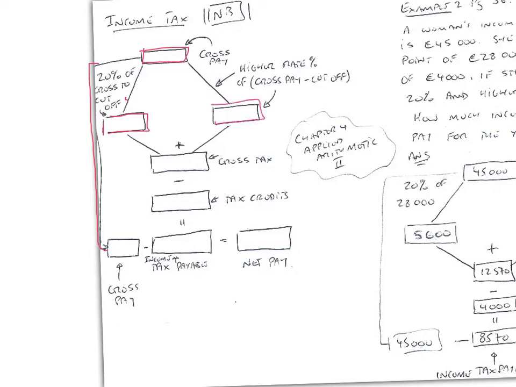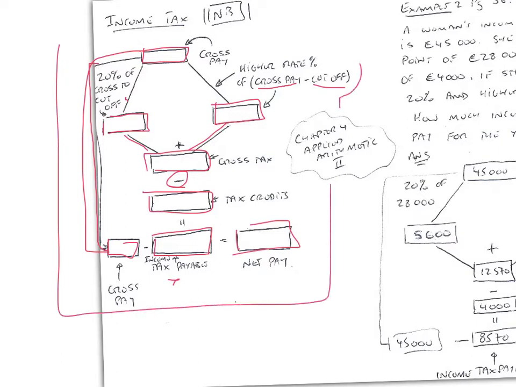It has a box here that contains whatever the higher rate percentage is, like 41% of gross pay minus the cut-off level. You add these two and you'll get the gross tax. You'll take the tax credits from that and that'll give you the tax payable, or the income tax payable, whatever you want to call it. And if you put the gross pay in here as well and take the tax payable from that, you get the person's net pay. Really important diagram that we'll have done in class anyway. Okay, but you need to know how to use it and you're home and dry.